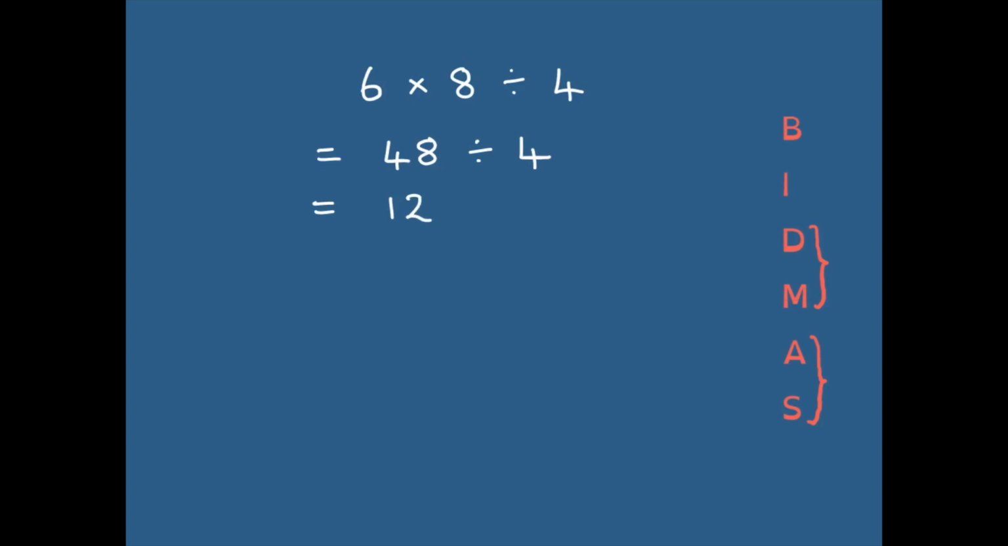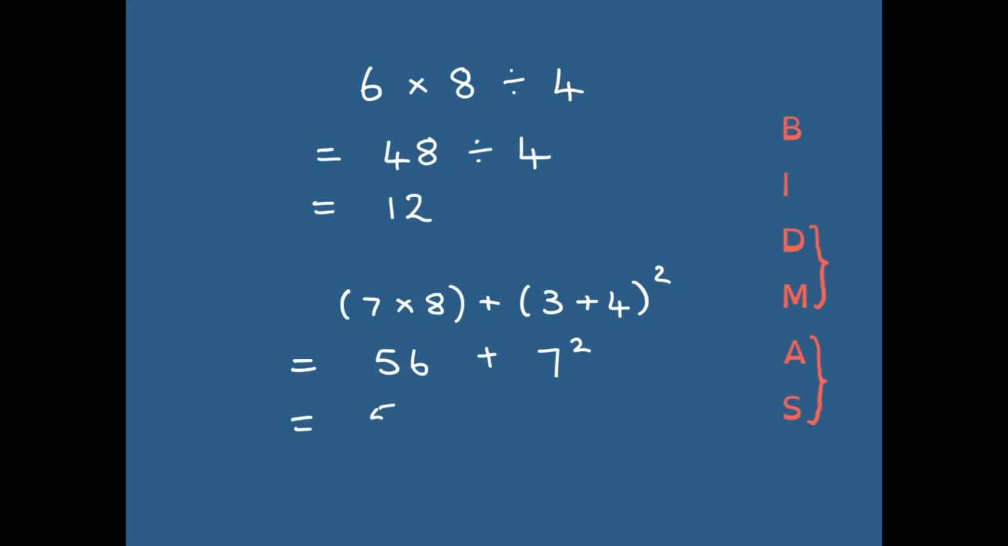Last example. We've got 2 brackets here, so we need to do those first. 7 times 8 equals 56 and 3 plus 4 equals 7. Indices come next, so we do 7 squared equals 49. We leave the 56 alone for now. Finally, do 56 plus 49 equals 105. And that's our answer.